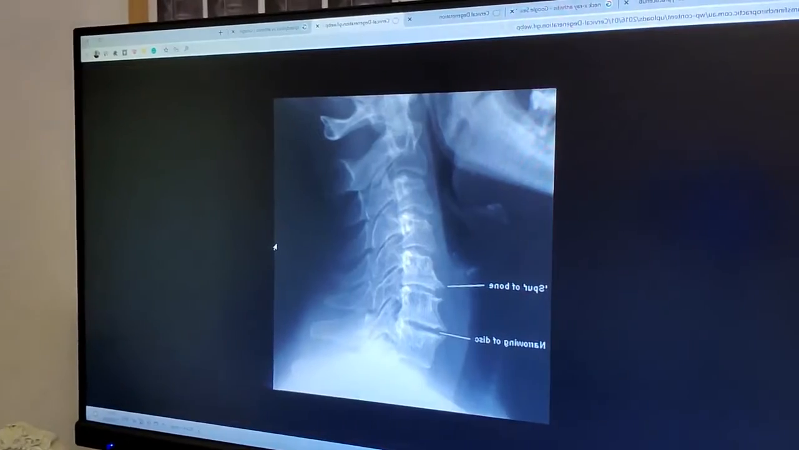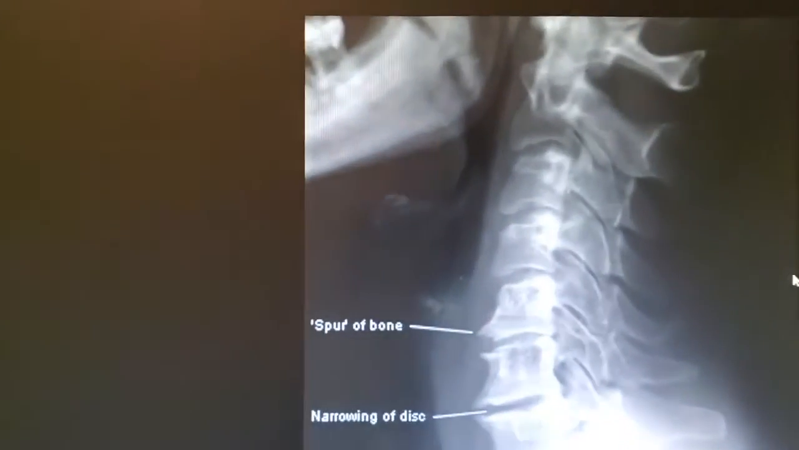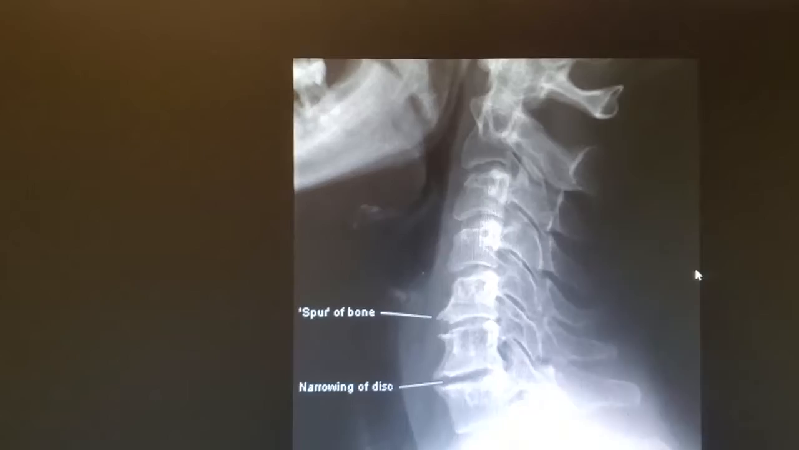But I want to dispel the myth that it's an inevitable part of aging. Now, this is an image that I just got on Google. So this shows a neck. This shows an x-ray of a neck.